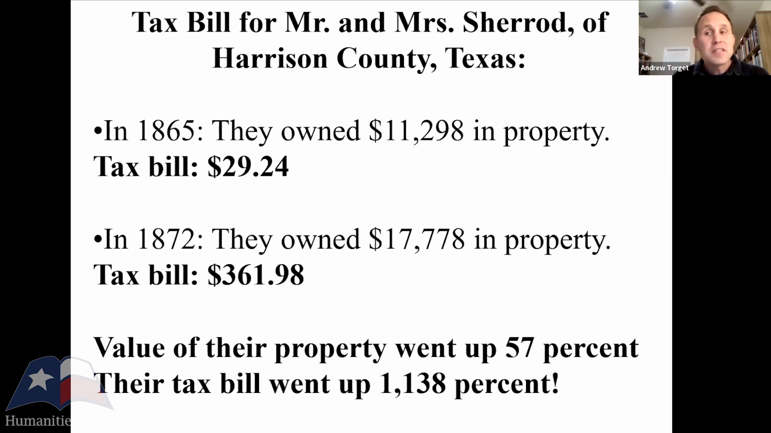Then in 1872, all right, they owned a little more property. They owned about $17,000 in property, but their tax bill had gone up to $362. So the value of their property increased by 57%, but their tax bill went up 1,138%. So you can imagine the reaction you would get if your tax bill went up over 1,100%, right? That's going to produce a lot of angst and anger.